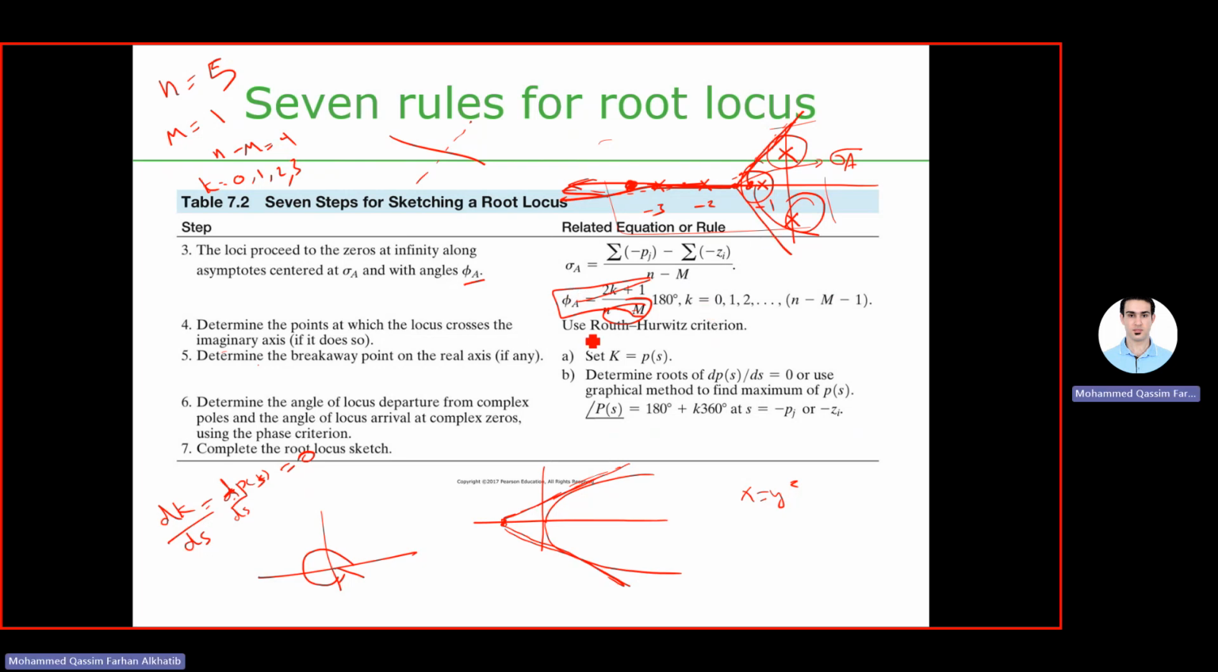All right, determine the breakaway point. Set K equal to P of S or negative P of S, and determine the roots of dP over dS. Then determine the angle of locus departure from complex poles and the angle of locus arrival at the complex zeros using the phase criterion. This is the phase criterion. I never use this formula, but it's still there. And then just complete the sketch.